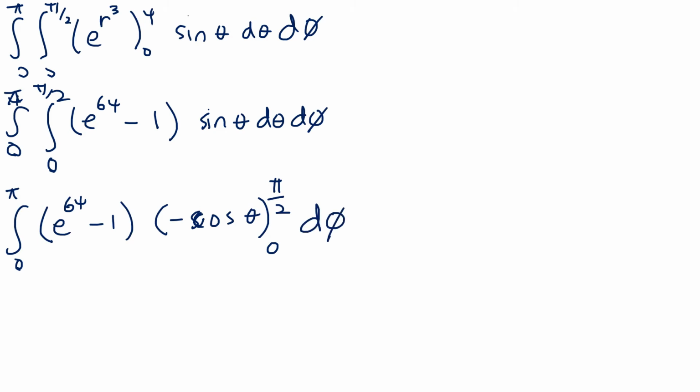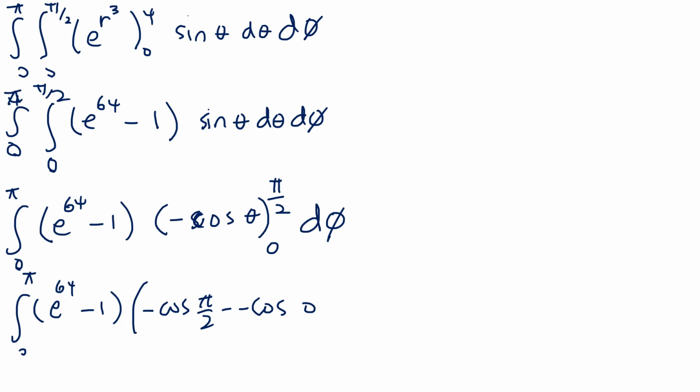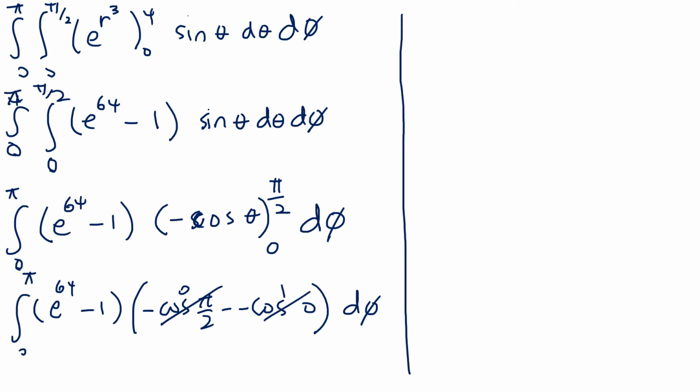So now substitute the limit. e^64 minus 1 remains as it is. So negative cos pi over 2 minus cos 0, d phi. I substitute the limit: cos pi over 2 is 0, cos 0 is 1. So what happened is I get the integral from 0 to pi of e^64 minus 1, and I got 1 here. So 1 no need to write. So I just have this.